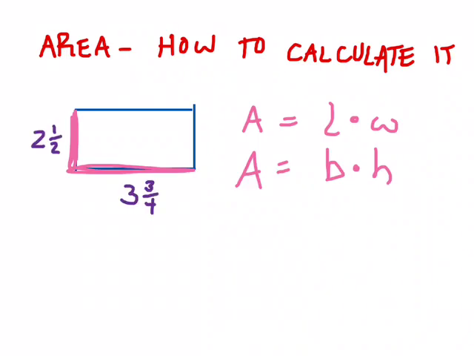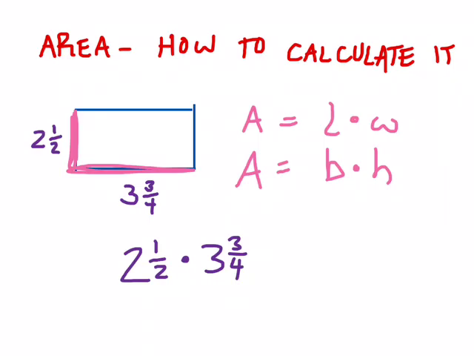So to kind of continue our example, let's say that this particular rectangle has a width of 2.5 or a height of 2.5, and then has a base or length of 3 3/4. To find the area of that rectangle, I just have to say 2.5 times 3 3/4, which is a multiplication of mixed numbers, so we've got a couple other steps involved here, but that's basically going to give me the area.